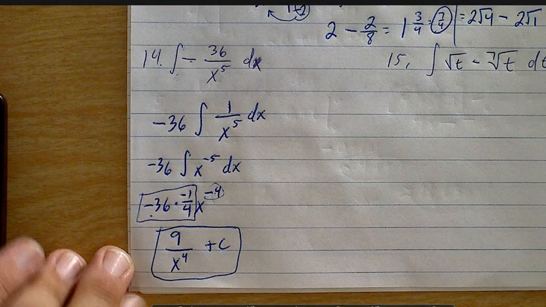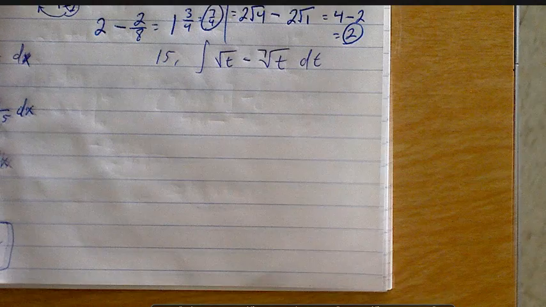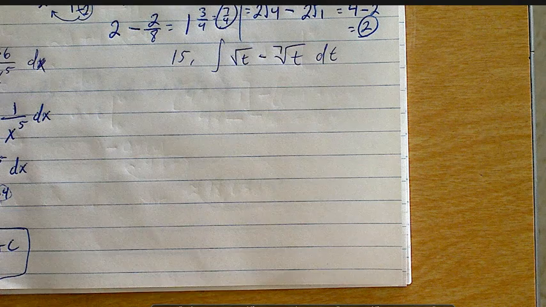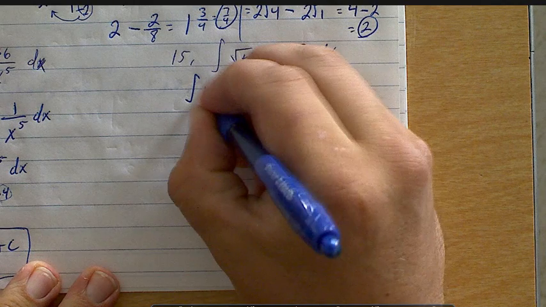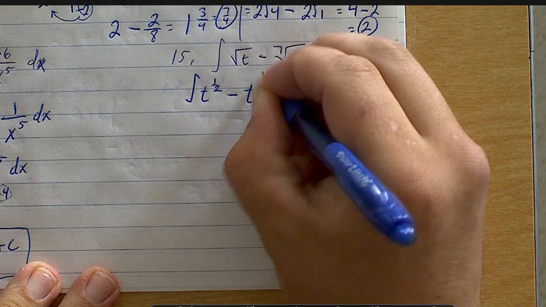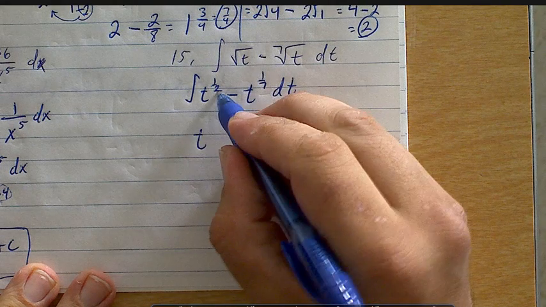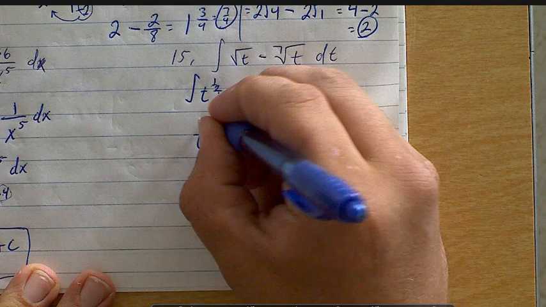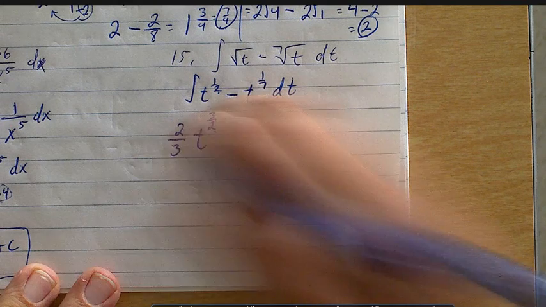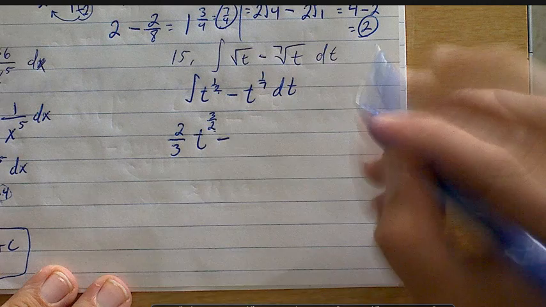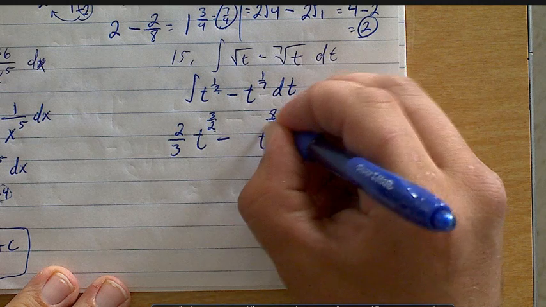Okay, number 15. I'm going to first convert this into exponential form. So I have t to the 1/2 minus t to the 1/7 dt. Same thing. Add 1 to the exponent. So 1/2 plus 1 is 3/2. The coefficient's the reciprocal. Minus 1/7. Add 1 to the exponent, 1/7 plus 1. Reciprocal. Plus c. Again, there's no limits, so plus c.